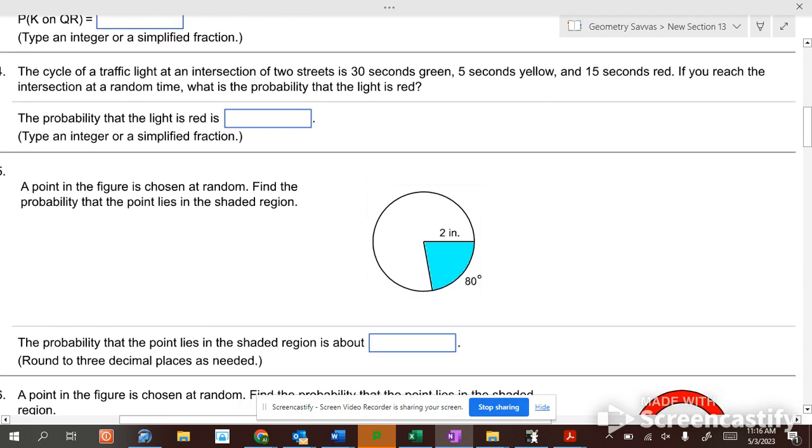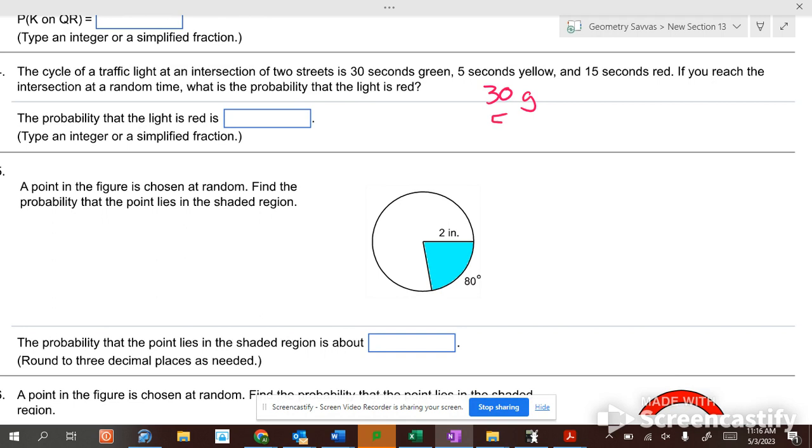A traffic light cycles. It's 30 seconds for green, 5 seconds for yellow, and 15 seconds for red. How many total seconds through one whole cycle of that traffic light is there?